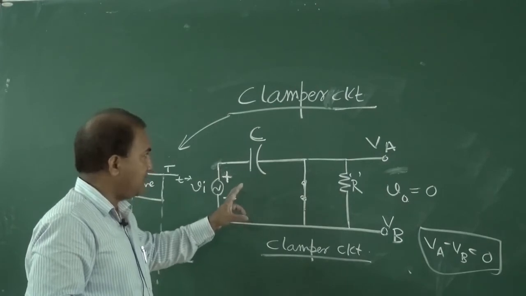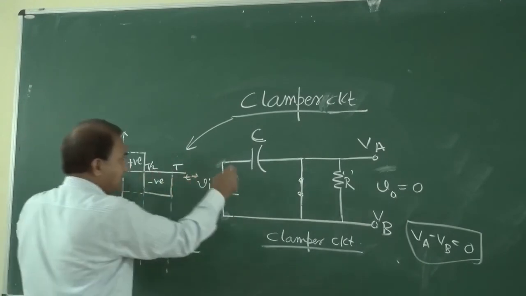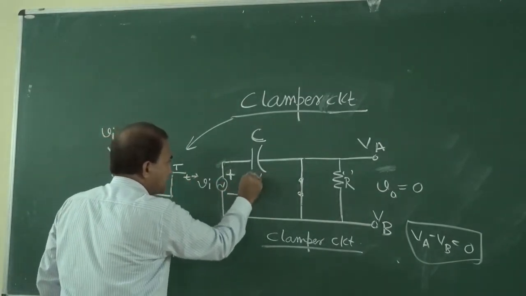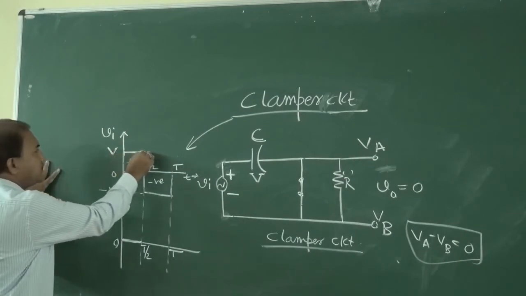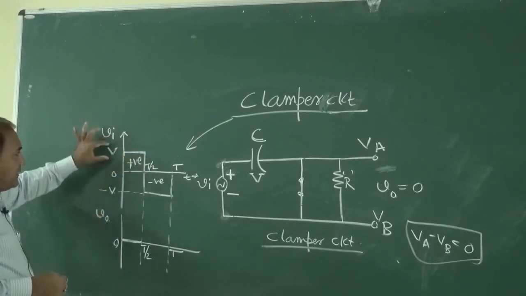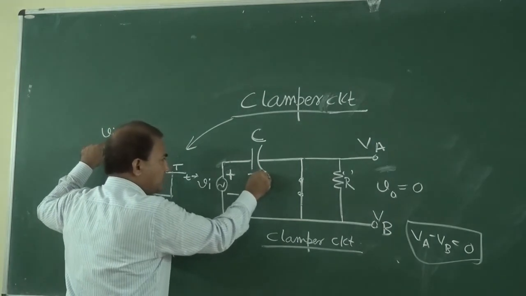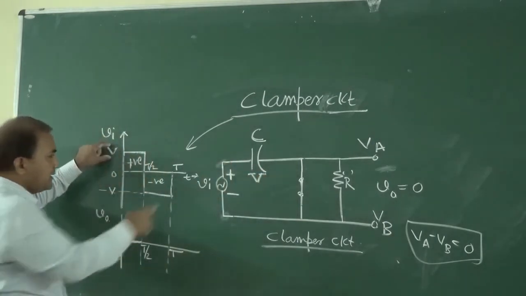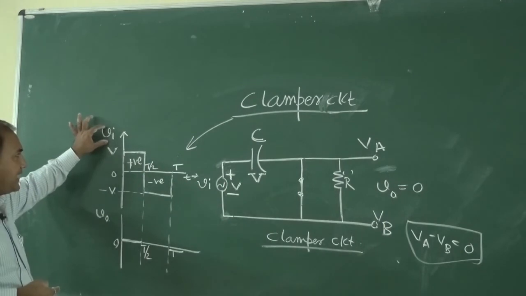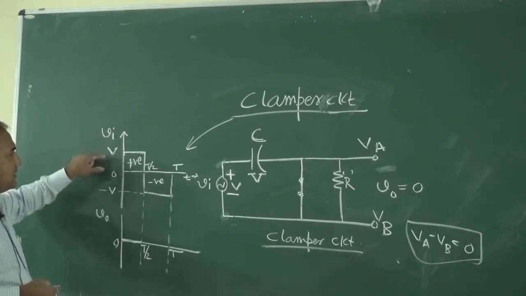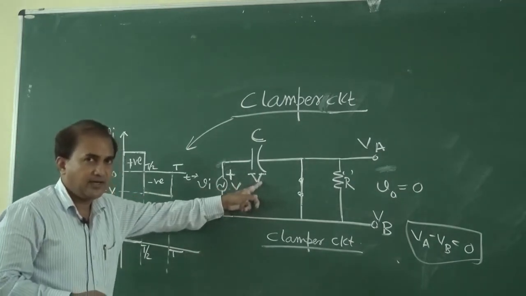Now during the positive half cycle, this capacitor starts charging, and the maximum voltage it can store is plus V, because the peak amplitude of the input Vi is plus V. So it will charge up to plus V. Here the peak amplitude is minus V, and it is plus V during the positive half cycle.